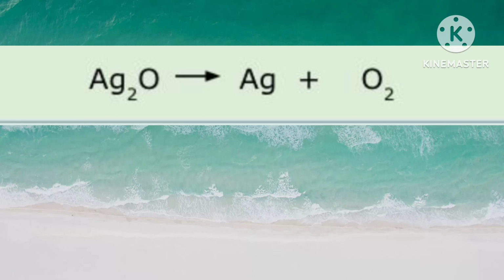Okay, this is not an equivalent equation because the Ag in the reactants and the Ag in the products are not the same. The Ag in the reactants has 2, but the Ag on the other side only has 1. And the O in the reactants has 1, but the O in the products has 2. To make this equivalent, we are going to do it right now.